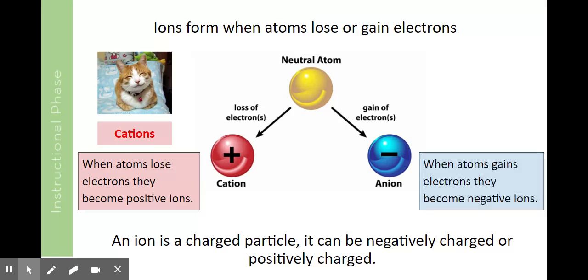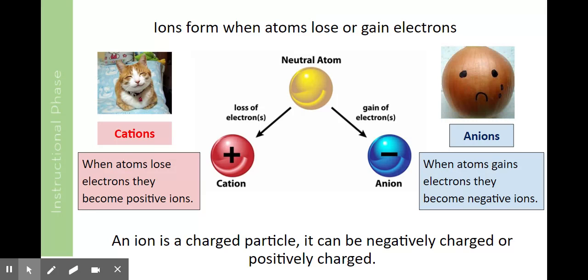Now, an anion is a negative ion. So when atoms gain electrons, they become negative, and we call them anions. I remember that anions are negative because it sounds like onions, and onions make people cry.